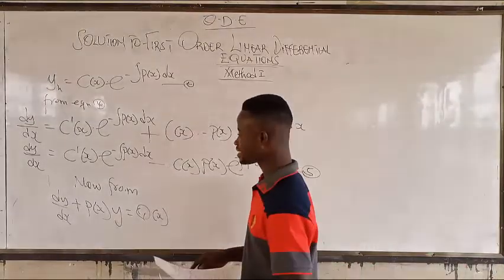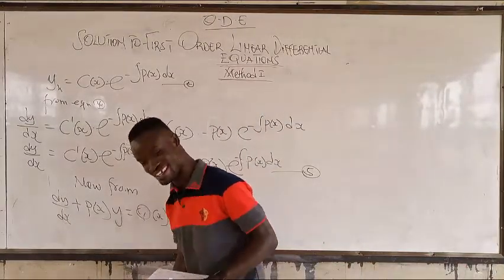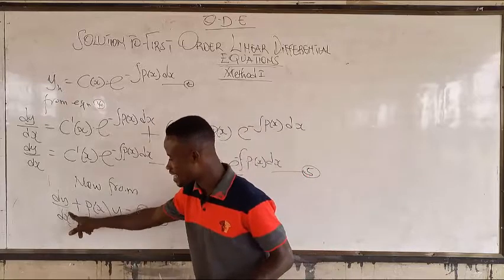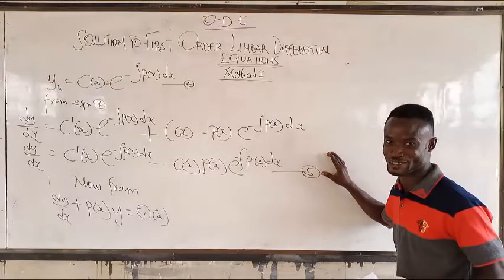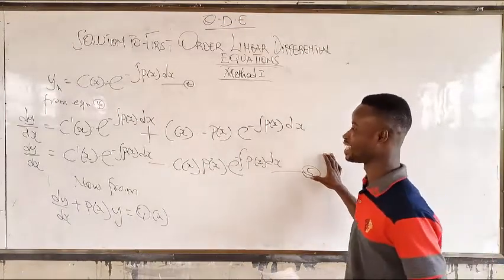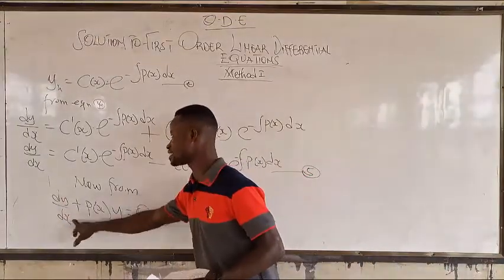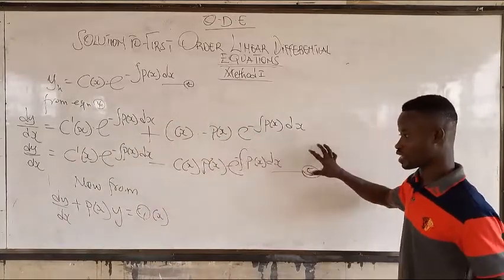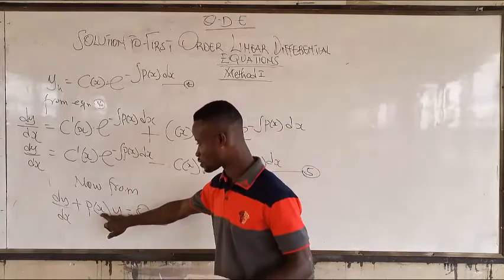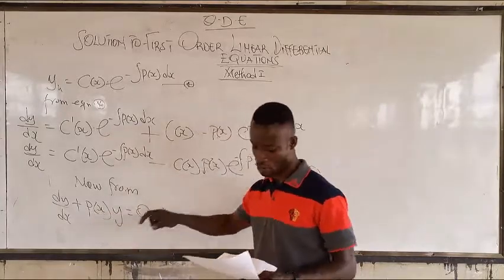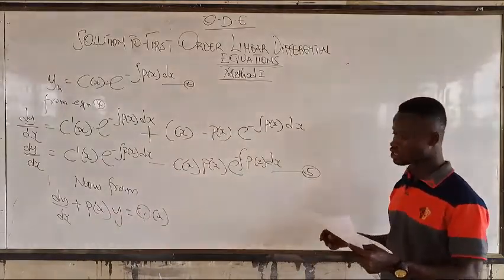We know that the dy dx we have here is the whole of this. Yes, we are going to do substitution of the whole of this. So we are going to replace this dy dx by the whole of this. We are not going to do anything to this p of x, but we also know the y.